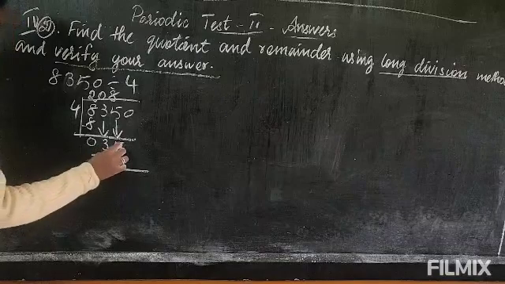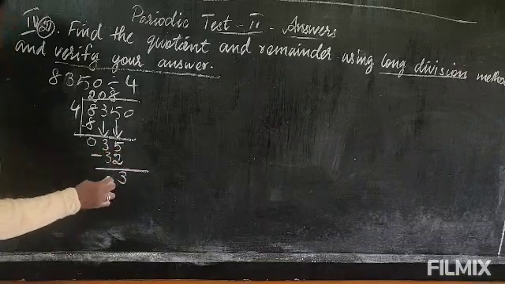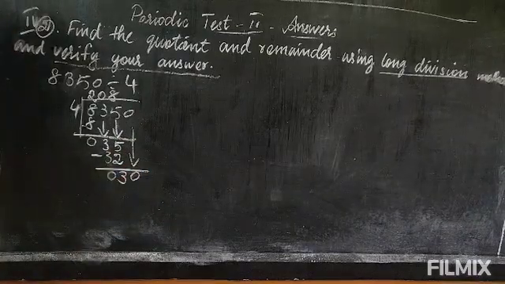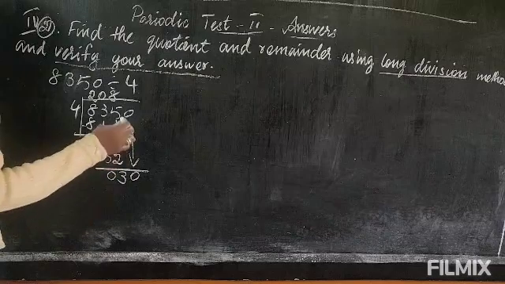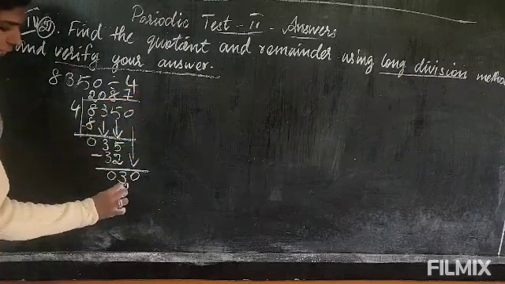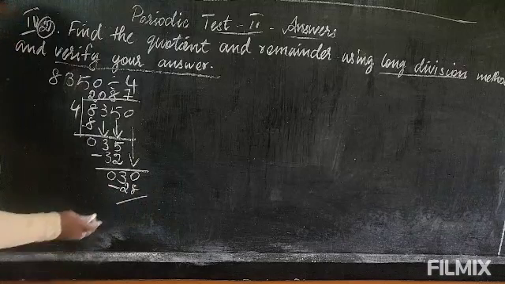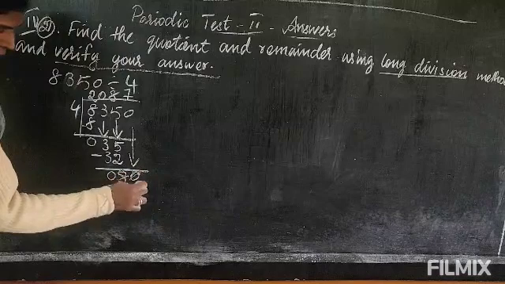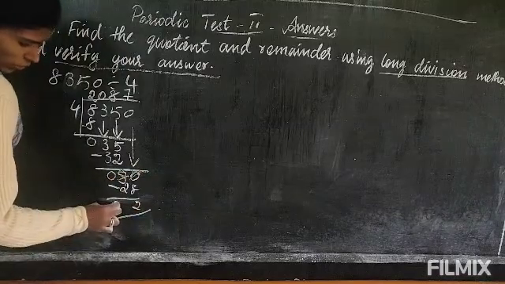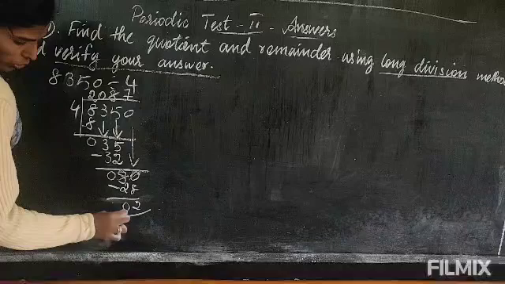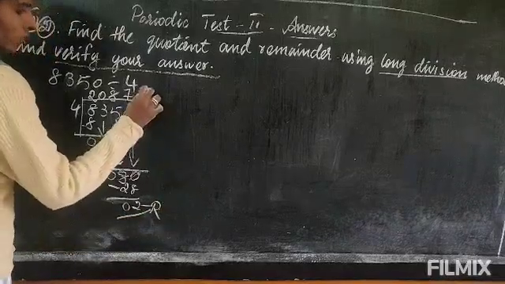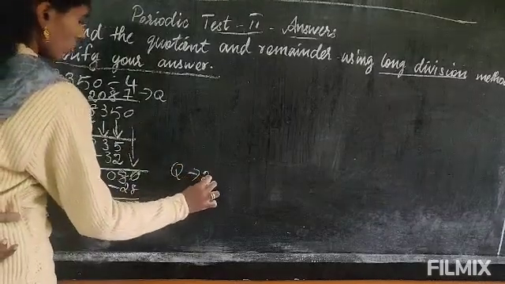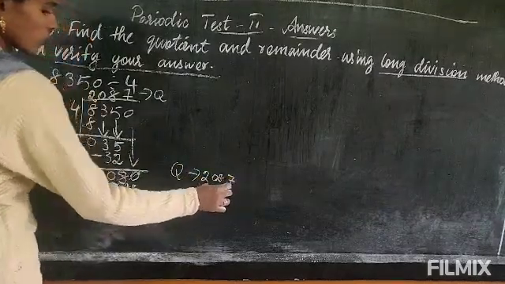Now you have to minus: 5 minus 2, 3, 3 minus 3, 0. Again now you take the next number down, 0 you get. In 30, how many 4s are there? 7 4s are 28. So if you minus, here 10, 10 minus 8, 2 you will get. Here 2 minus 2, 0. So this is the remainder and this is the quotient. So you have got quotient 2087.